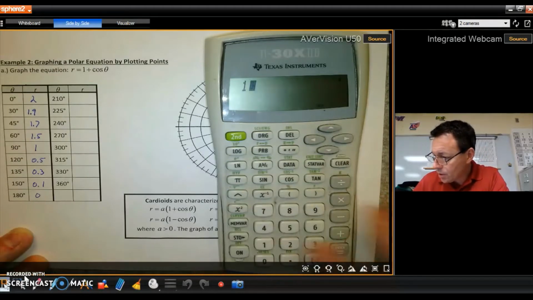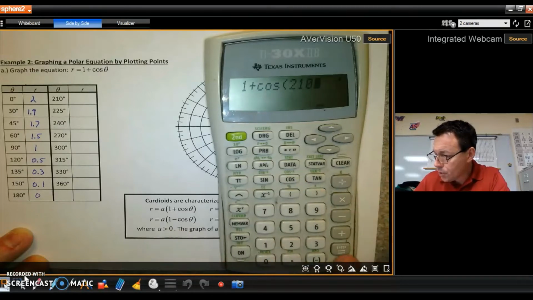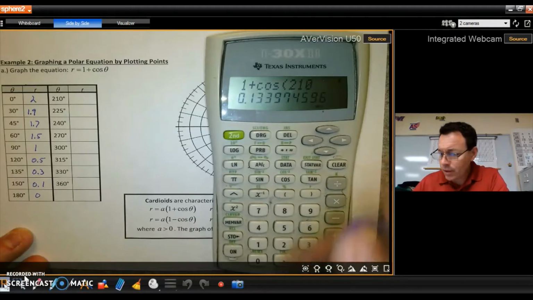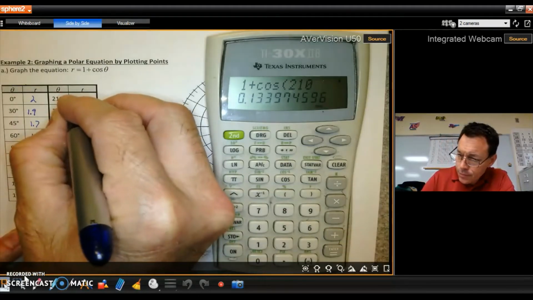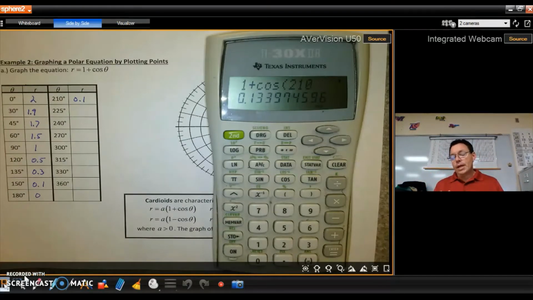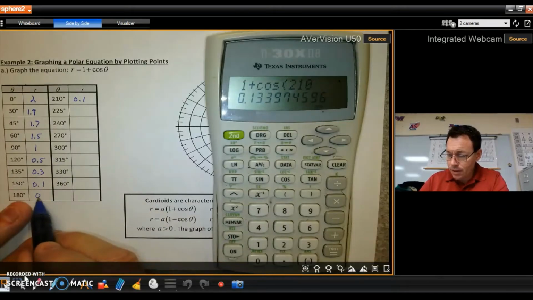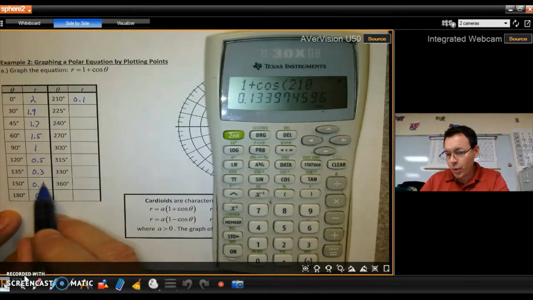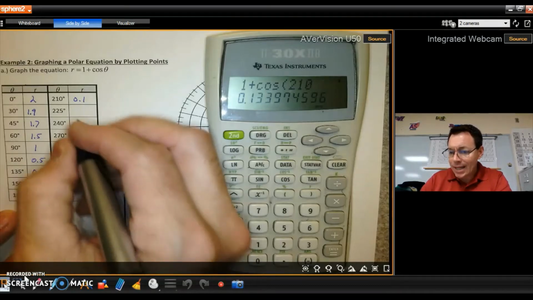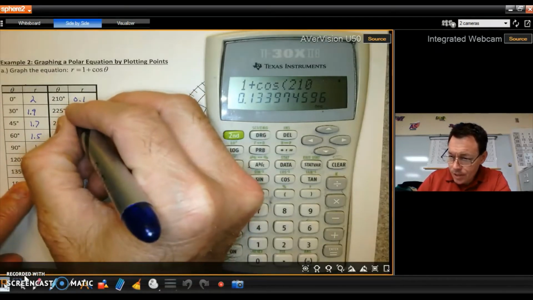Let's see what happens when we do this. 1 plus the cosine of 210. And we have that 0.1. I feel like we already saw this. Right here. 0.1. These graphs are symmetrical. And so once you get a repeat, that repeat is going to continue. Okay? If this is 0, and then 30 degrees from this is 0.1, but also 30 degrees past 180 is also 0.1.